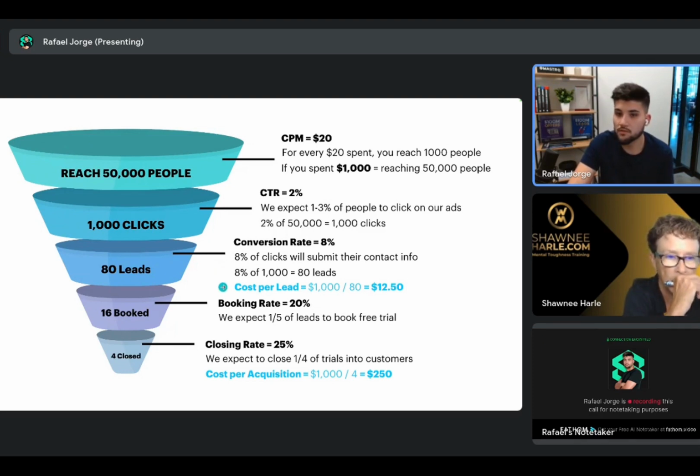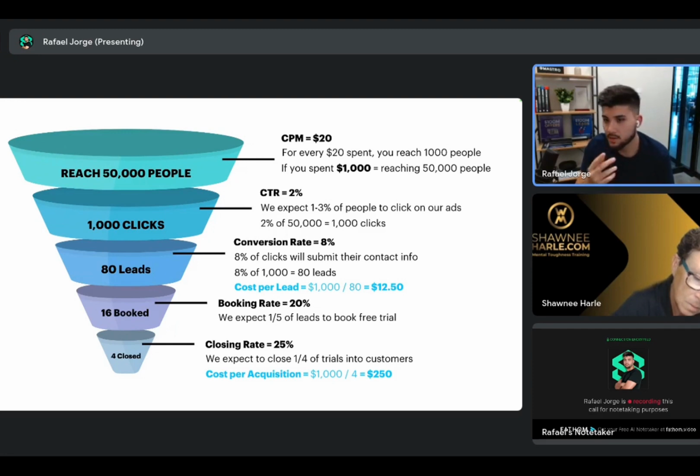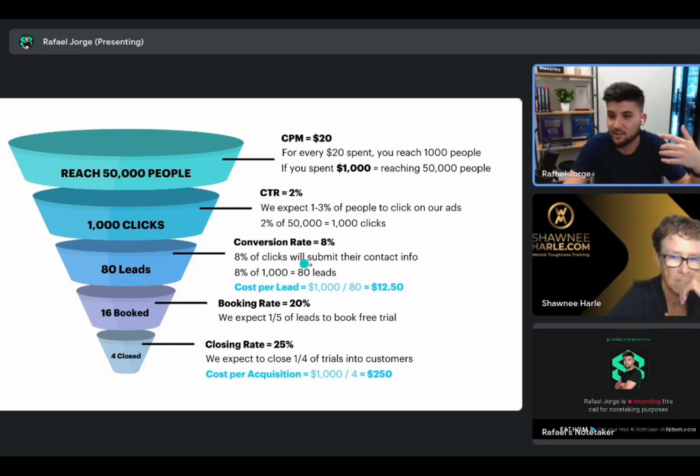This already gives us our first monetary metric to keep track of, which is our cost per lead. We call it CPL, right? So if you divide the $1,000 that you invested by the 80 leads that you generated, you get a $12.50 CPL, or cost per lead. The CPL is basically how much you spent divided by the number of leads you got, and you're going to know exactly how much you pay per lead. In this case, for every $12.50 that this person spent in ads, they got a new lead coming in the door, right? That's the idea here.